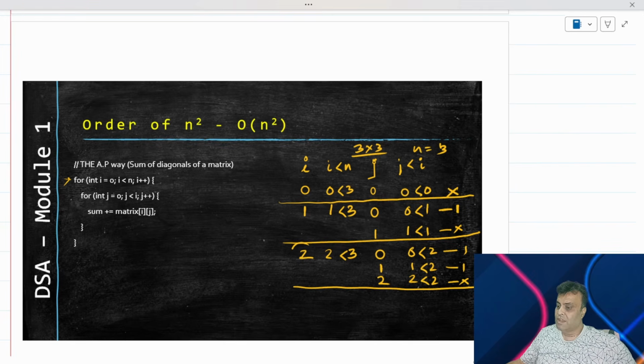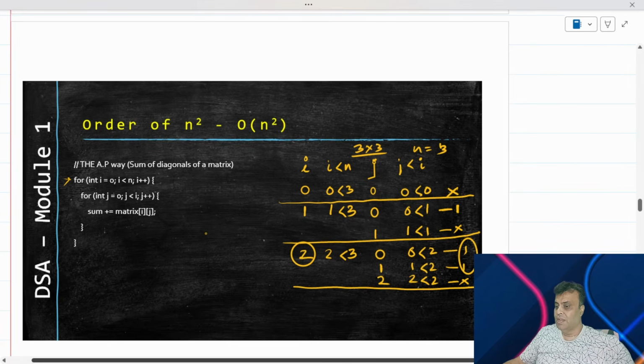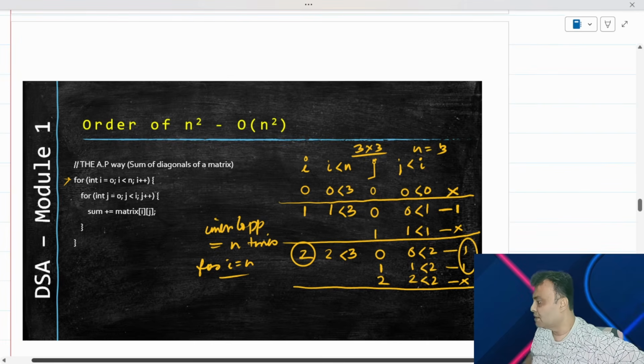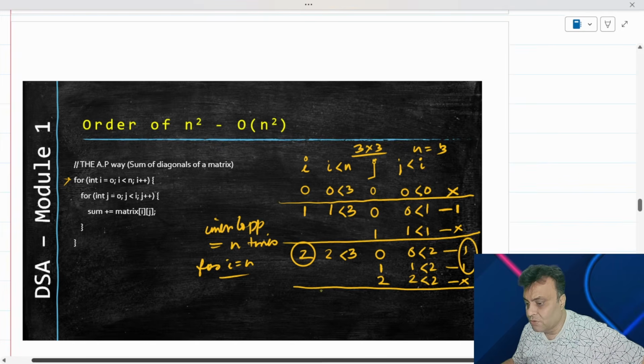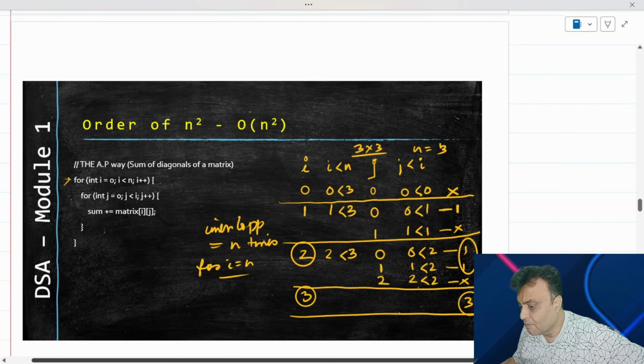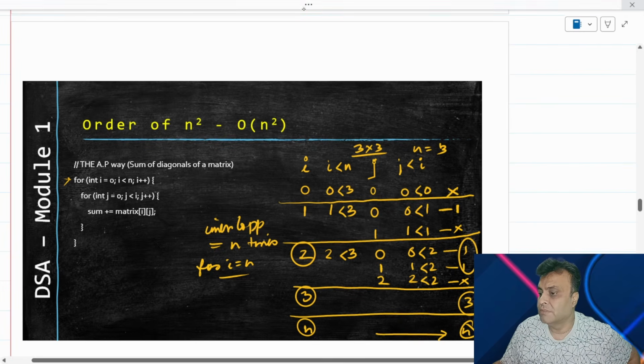So do we see that the number of times I is, that many number of times the inner loop runs. So can we say that the inner loop runs n times for I equal to n? We can definitely say that. So can I say therefore for 3, this would run 3 times? Can I say for n, it will run n times? For a value of I equal to n, it will run n times.